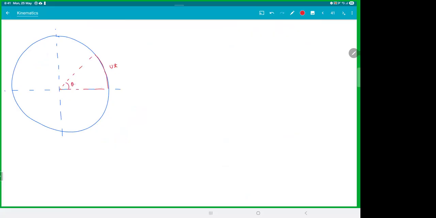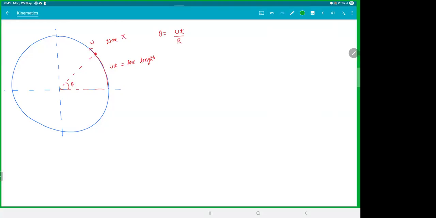This angle is theta. What is theta? Arc length by radius. What is the arc length? Ut. That is the distance traveled by the particle after time t. So the particle will be going like this at time t. So theta is nothing but ut by r.